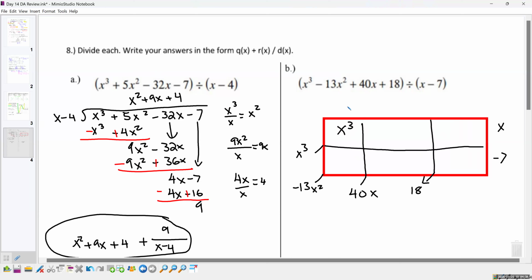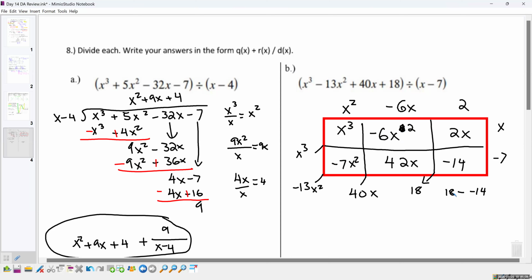X cubed, what times x is x cubed is x squared. Multiply back. That needs to be a 6. I almost said 5. That would have been bad. Yeah, that's 13. So then this is going to be minus 6x, and that's going to be 42x. That's going to be a 2x. That's going to be a 2. That's going to be negative 14. Now 18 minus negative 14.